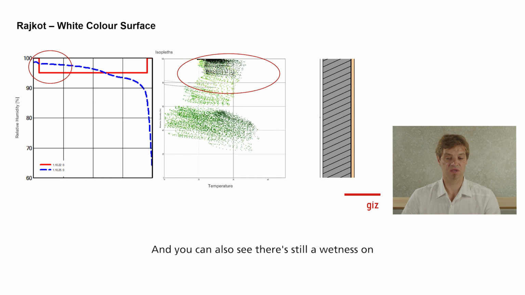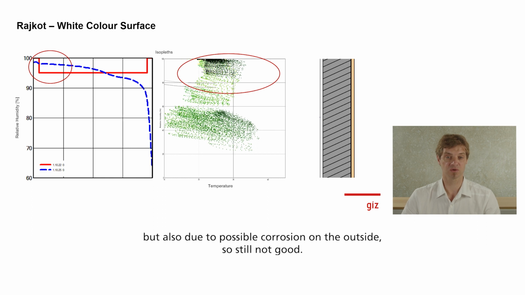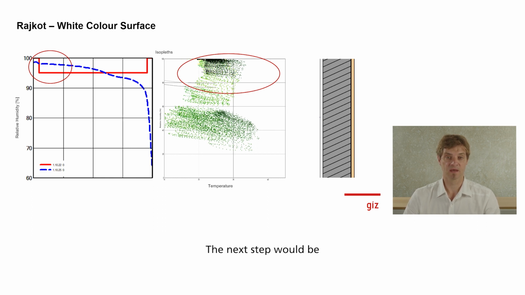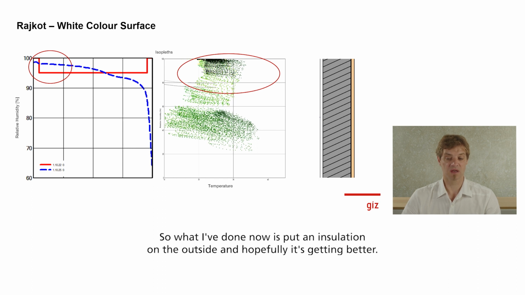And you can also see there's still a wetness on the surface, and this is due to possible growth on the outside, but also due to possible corrosion on the outside. Not good. The next step would be maybe to put an insulation onto the surface. So what I've done now is put an insulation on the outside, and hopefully it's getting better.